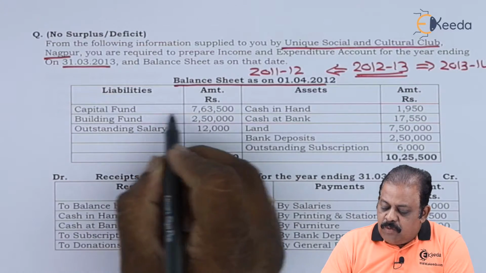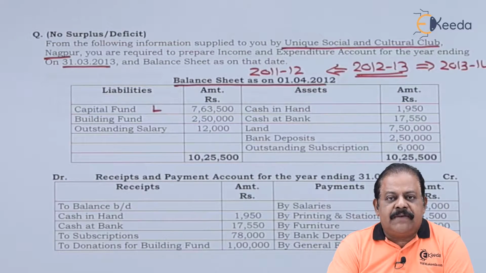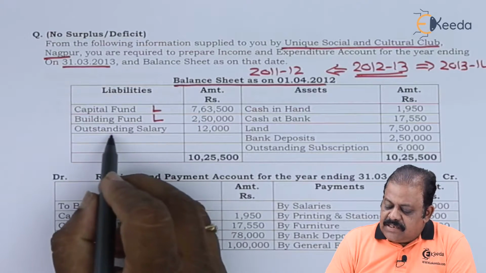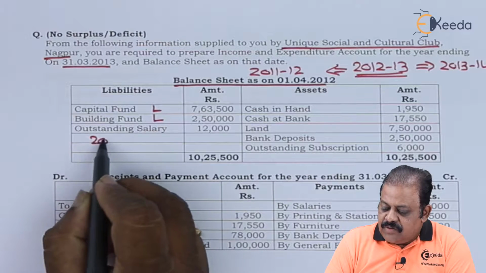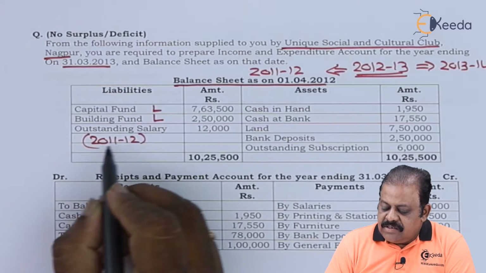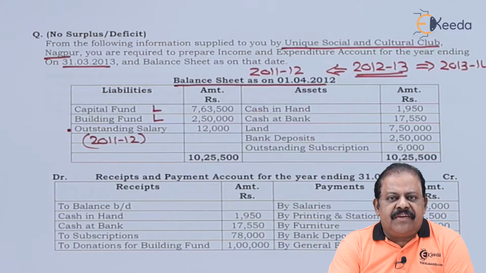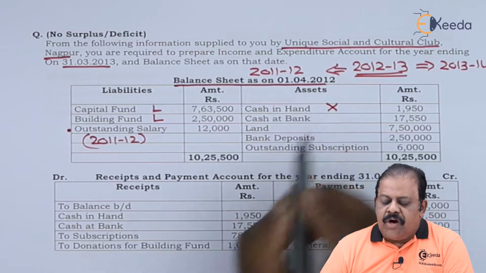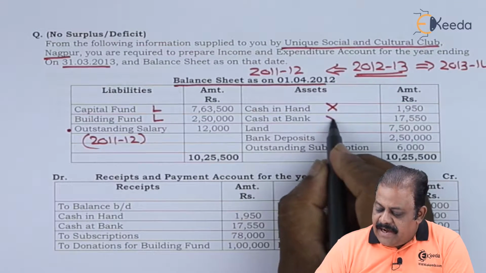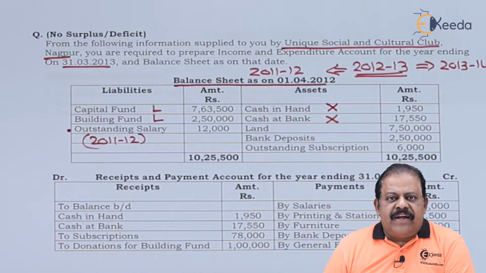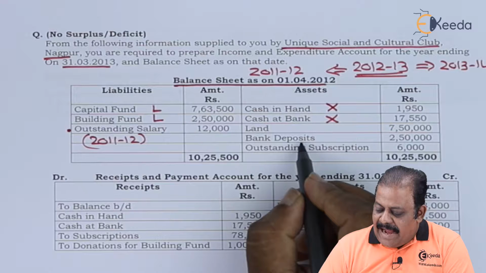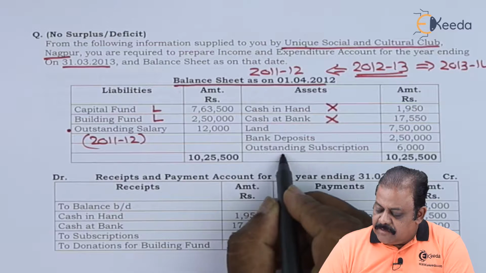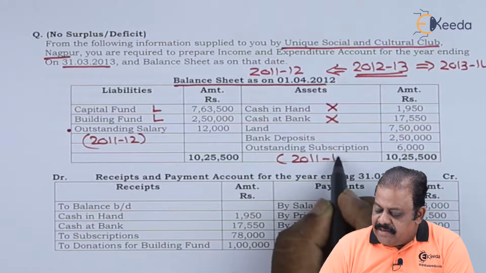Balance sheet as on 1st April: we have capital fund opening. This will be recorded as a liability. Building fund will be recorded on the liability side. There is outstanding salary of the previous year 2011-12. This will be paid during the current year. On the asset side, we have cash in hand, the opening balance. This will not be recorded anywhere. Cash at bank, that is the opening balance. This will not be recorded anywhere. Land, bank deposits, outstanding subscription. This is pertaining to the previous year 2011-12.